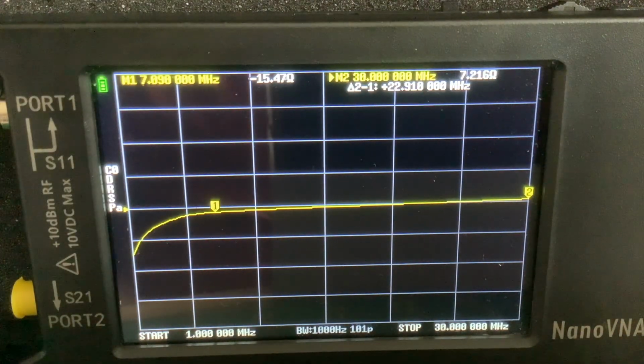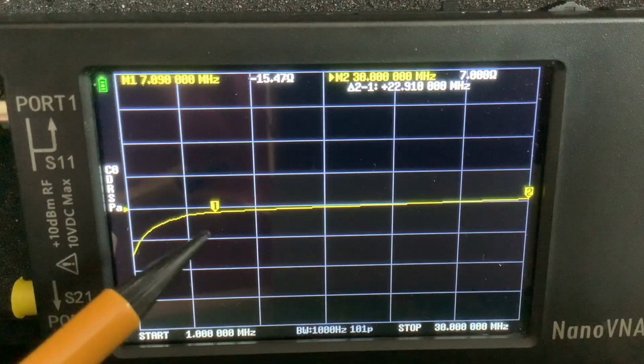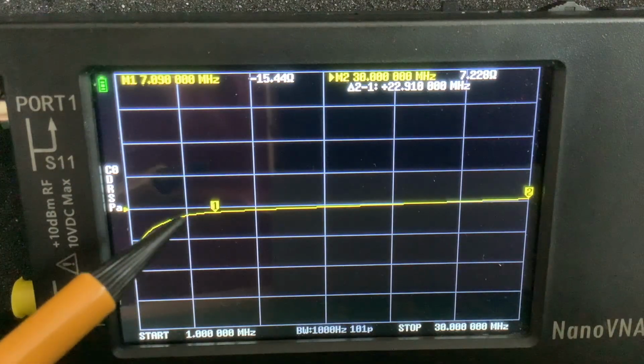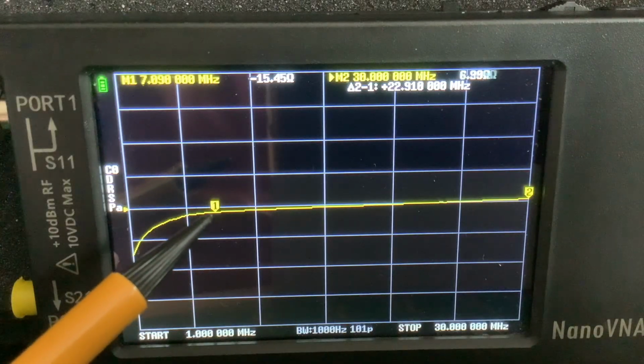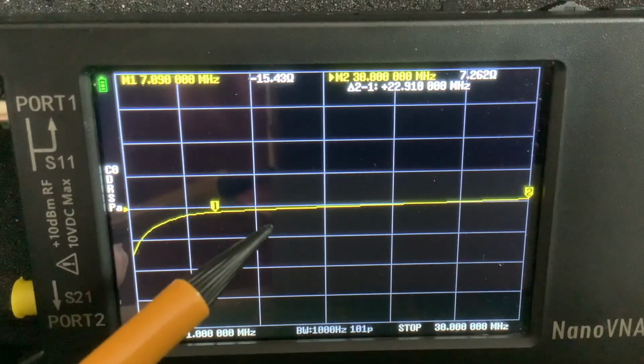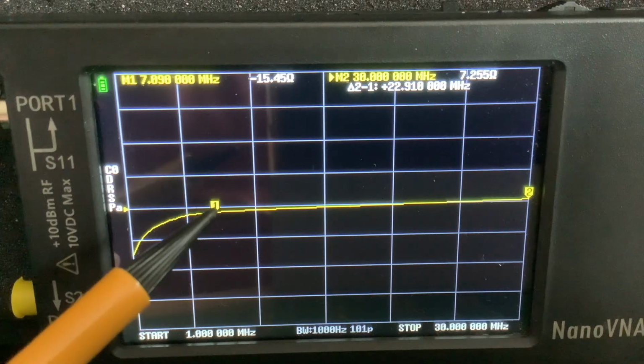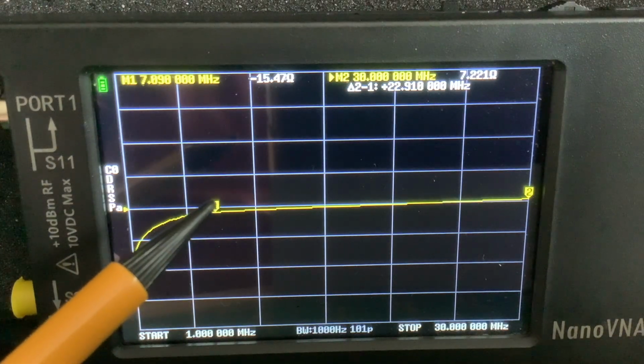Now that's certainly a lot better. It's a lot flatter, and you will see that the difference between those two markers is a lot less. Now this curve is still here, but note the curve has been pushed lower in frequency. So actually from this point on the 40 meter band here upwards, it's pretty flat. So, you know, that's certainly more usable.